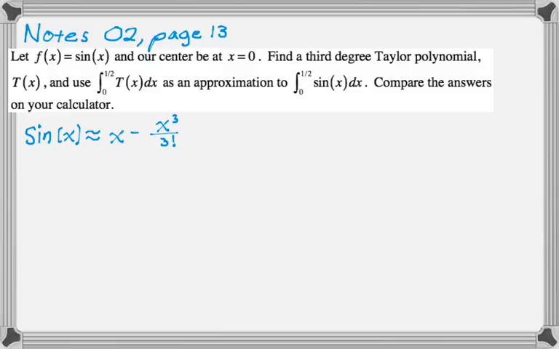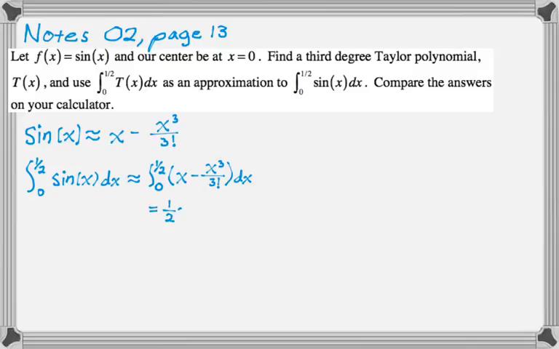Now I'm going to integrate that from 0 to 1/2. So the integral from 0 to 1/2 of sine of x dx is approximately the same as the integral of our Taylor polynomial. It's one of the ways we can use them. And it's way easier to integrate a Taylor polynomial because all you need to do is reverse the power rule, which is great. So it's plus 1 times the reciprocal.